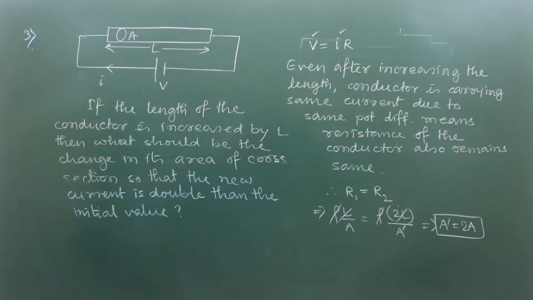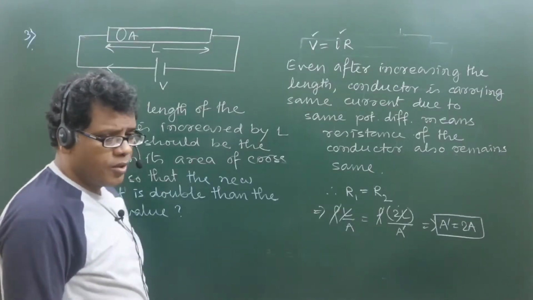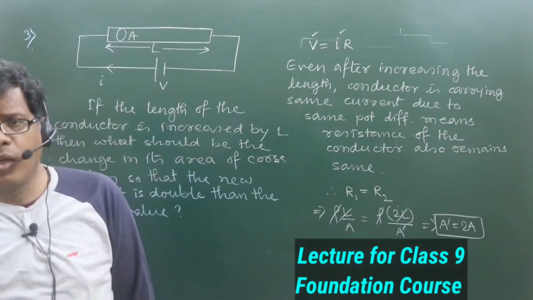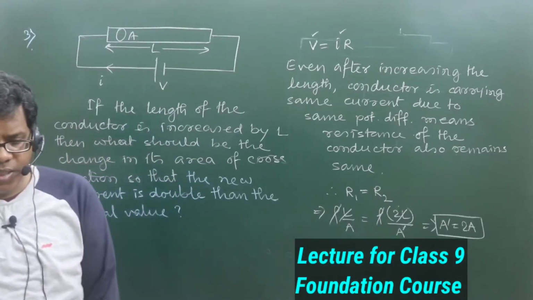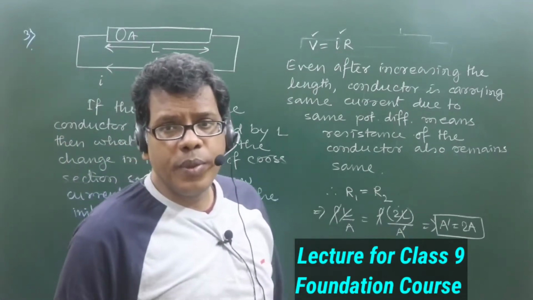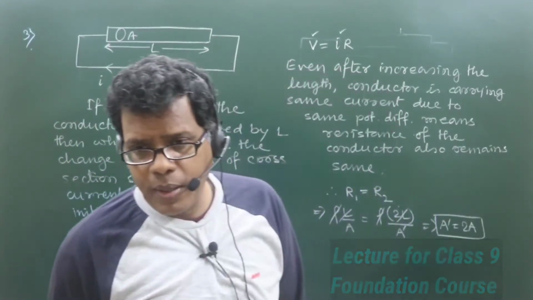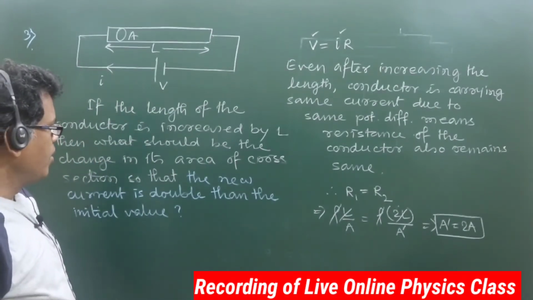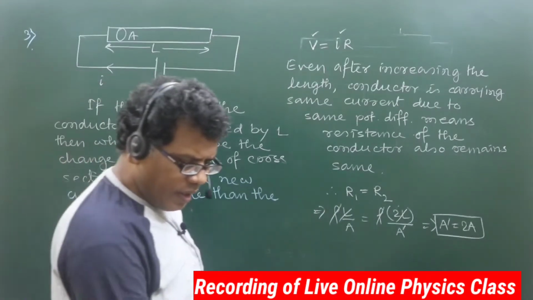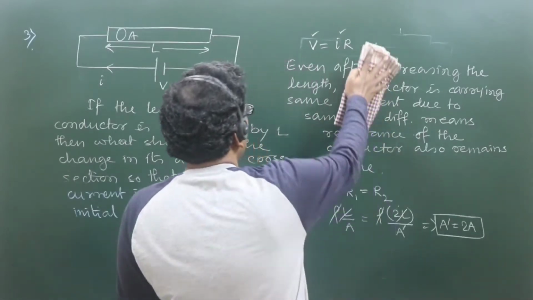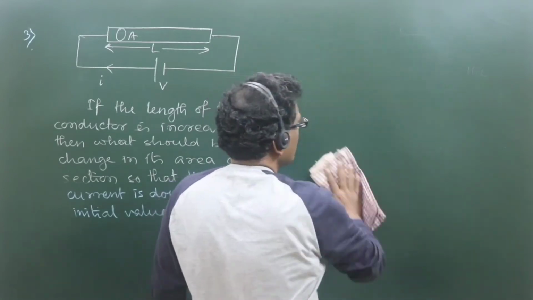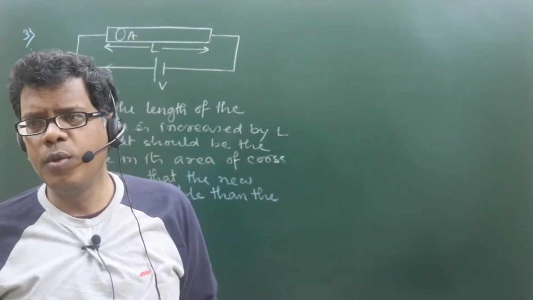Voltage will remain the same as the previous question. So, to allow double the current than the previous case, what should be the change that we can think about in area of cross section, provided length is doubled? A2.